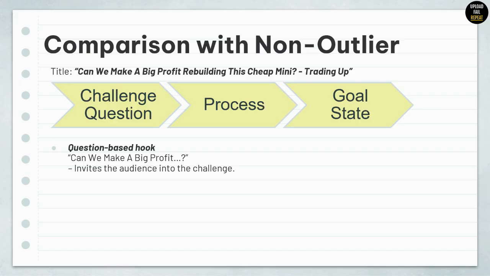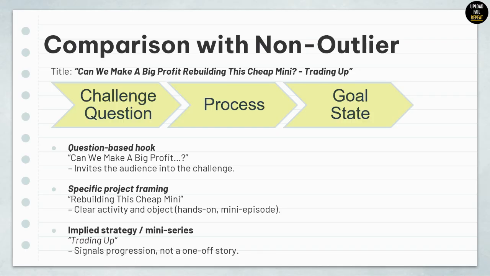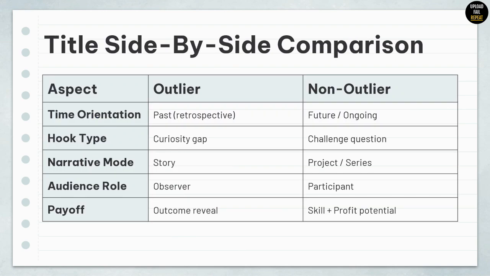The challenge question is, can we make a big profit? It invites the audience into the challenge. The process itself is rebuilding the cheap mini. It's a clear activity and an object, like a hands-on or mini episode. And finally, the goal state is the implied strategy, the mini-series, the trading up part, which signals progression and not a one-off story. So a side-by-side comparison is summarized in this table. The outlier has a past retrospective time orientation compared to a future ongoing one for the non-outlier.